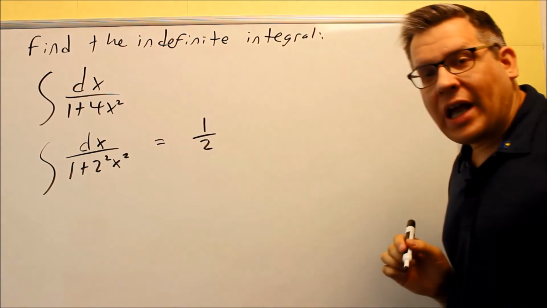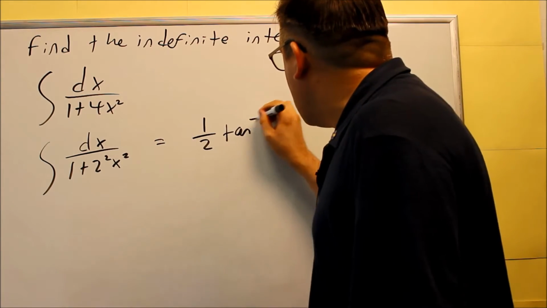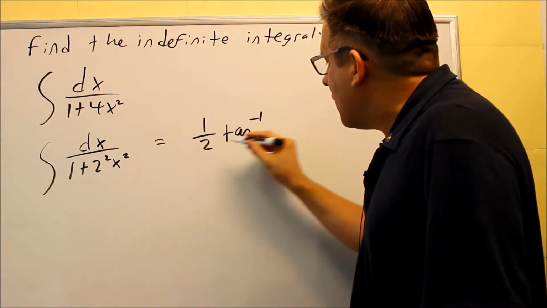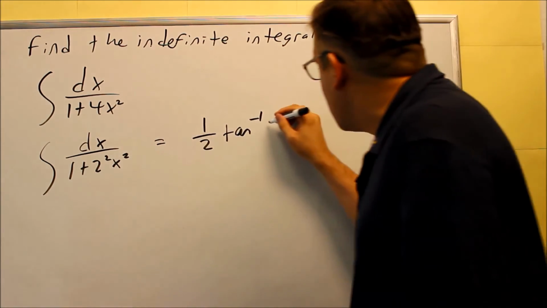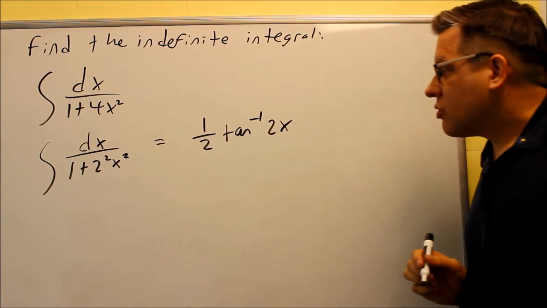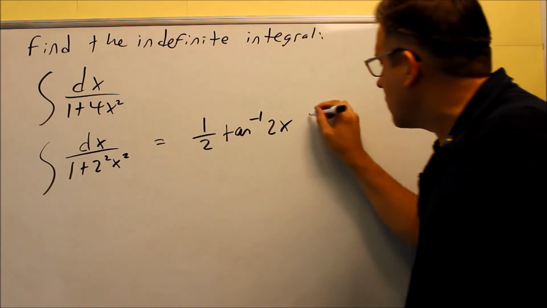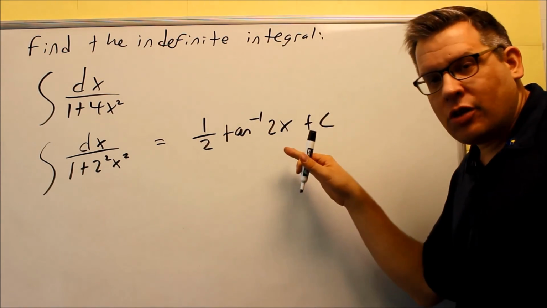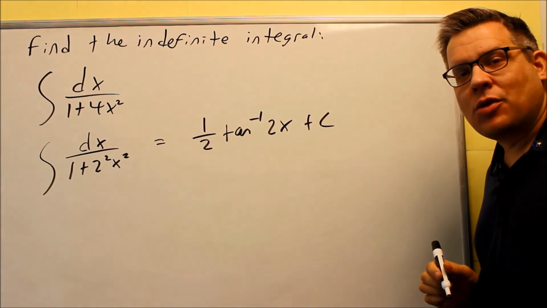So this is automatically going to go into this right here. We have a 1/2, and then this is going to be inverse tangent, and it's got to be the kx inside, so this is going to be 2x. So we have 1/2 inverse tan of 2x plus c. So this one we just used directly the formulas that we talked about at the beginning of this section.